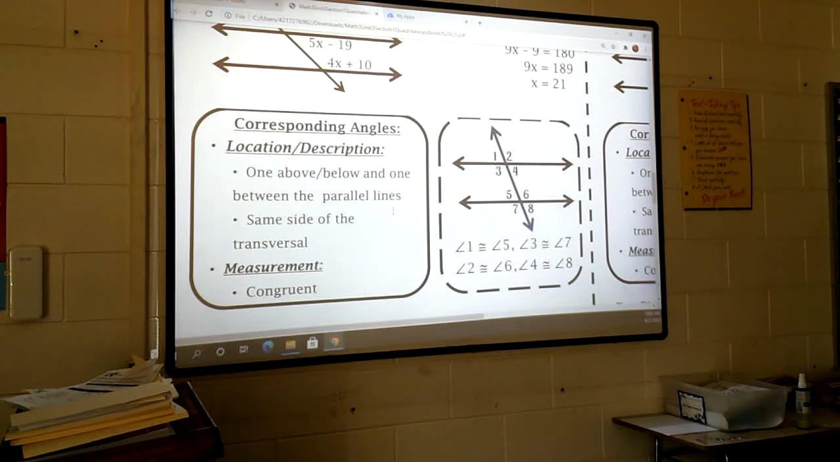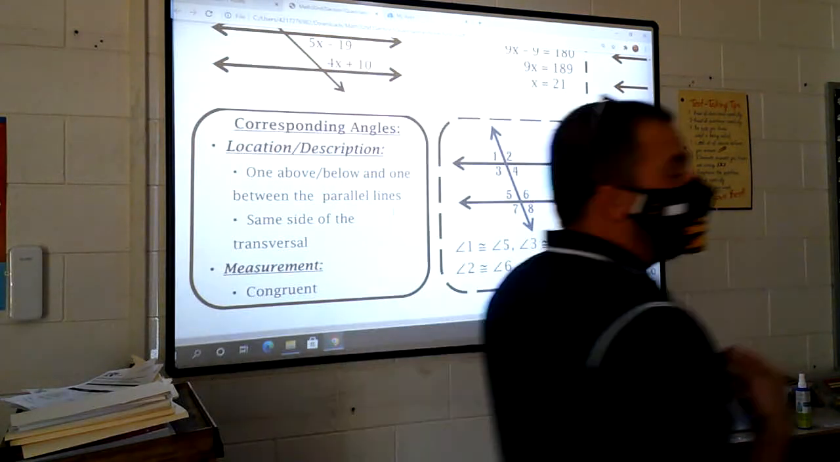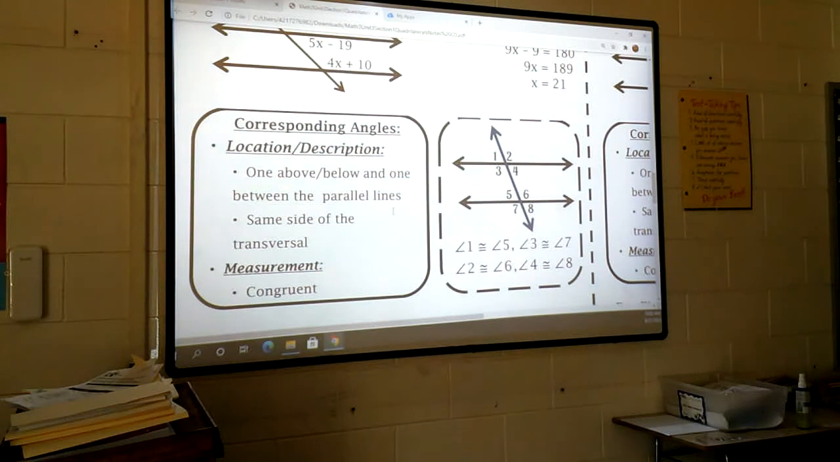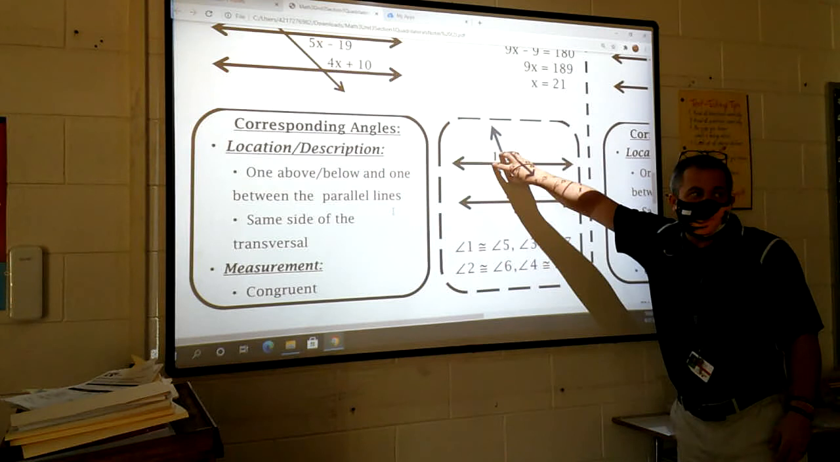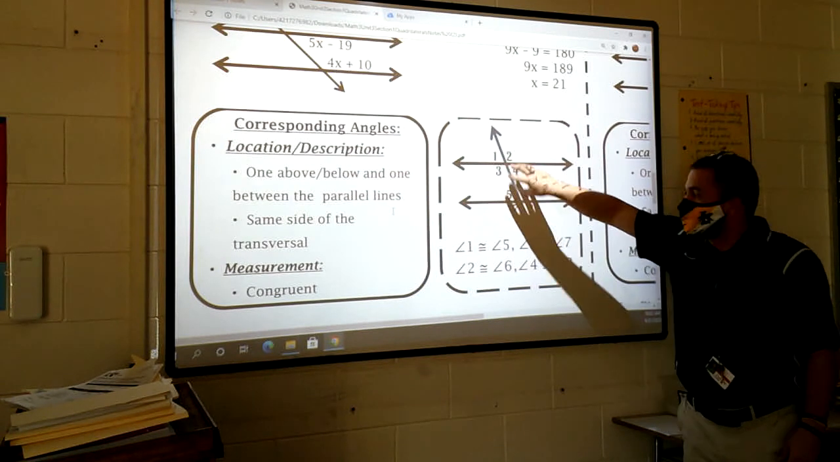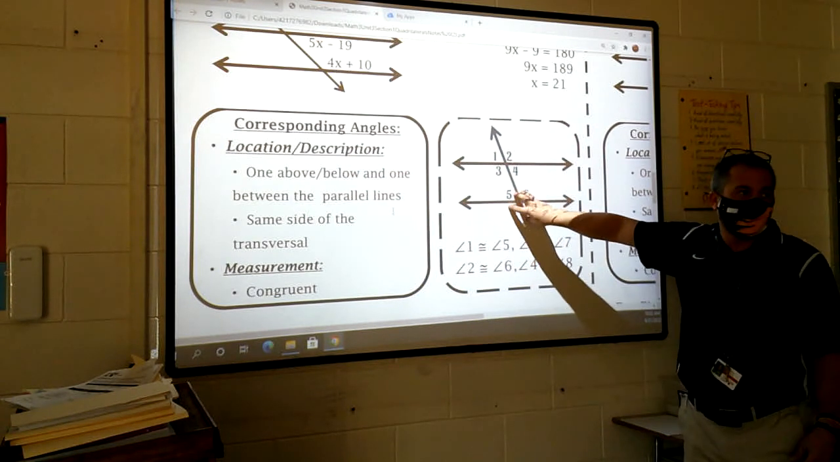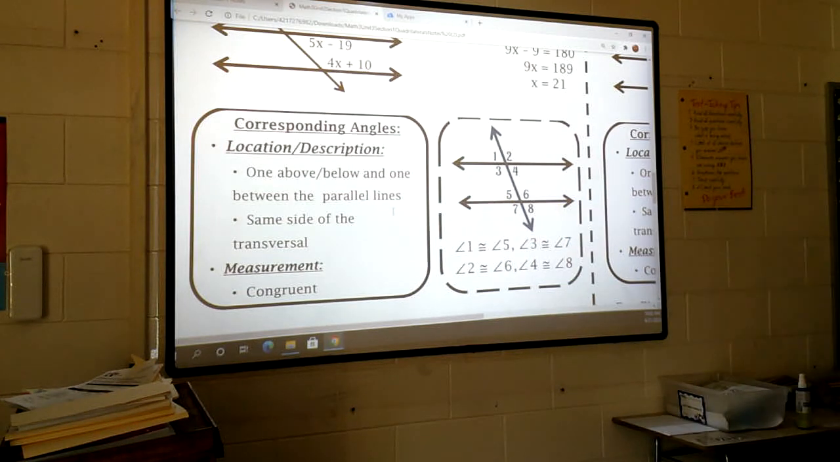The next one is called corresponding angles. And corresponding means if you're in a corresponding location, that means you're in the same spot. So if you think about it, think of this as one area or one house, and this as another area or another house. So angle 1 is in the top left, so its corresponding angle is also in the top left. It's angle 5. Angle 2 is in the top right, so angle 6 is in the top right. 3, bottom left. 7, bottom left. 4, bottom right. 8, bottom right.